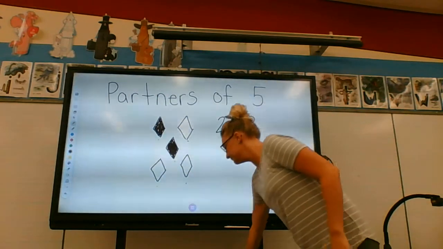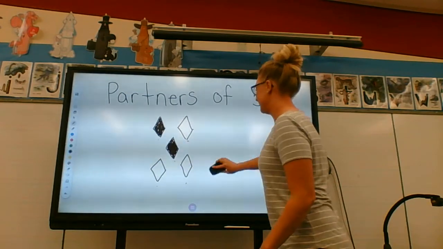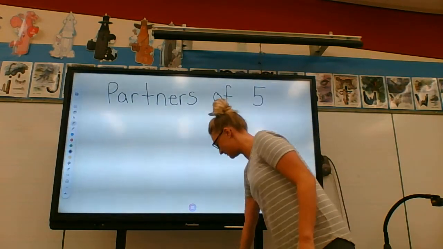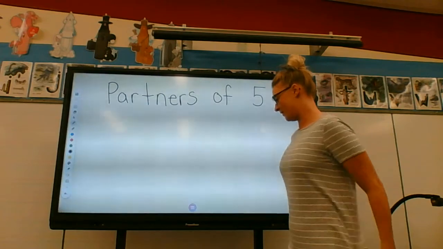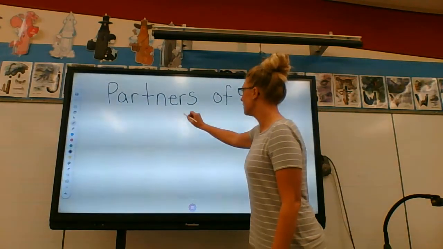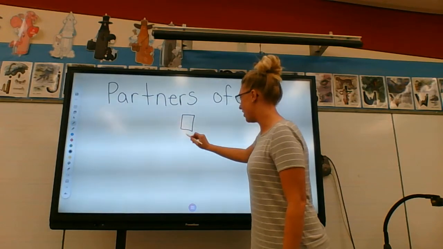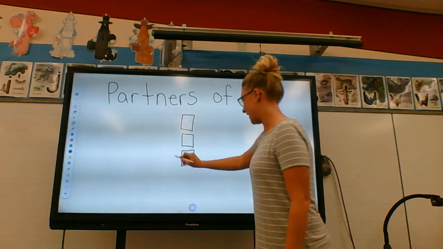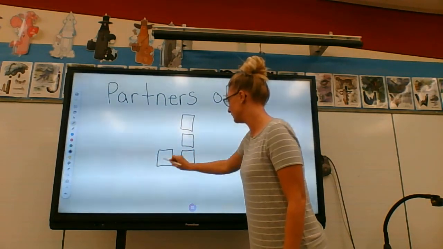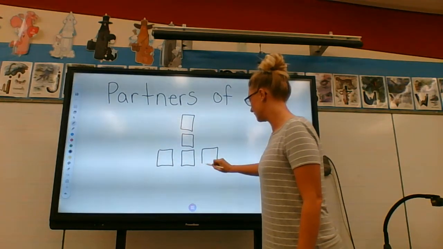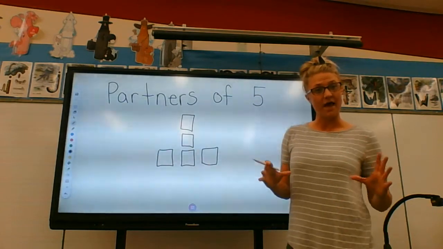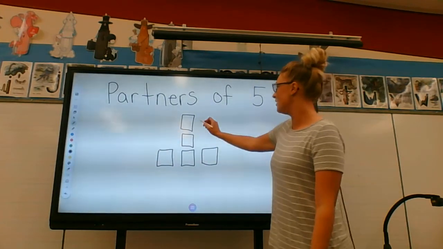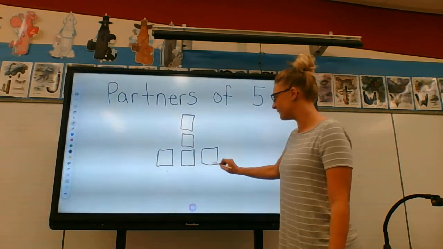Let's try another one. If you look at your worksheet in the last row, now the shapes are squares. So let's practice partners of 5 using squares, one that we have not done yet. Remembering that we have to have 5 because they're all partners of 5. So we'll count when I'm done to make sure that I did the right amount. So this looks just like the problem in the last row of your worksheet, third problem. Okay, so let's double check and make sure we have 5. 1, 2, 3, 4, 5.